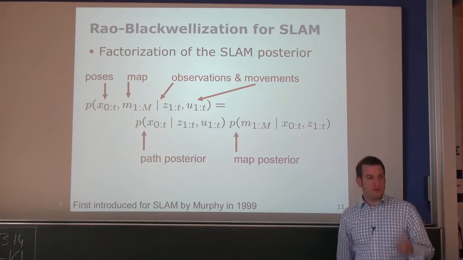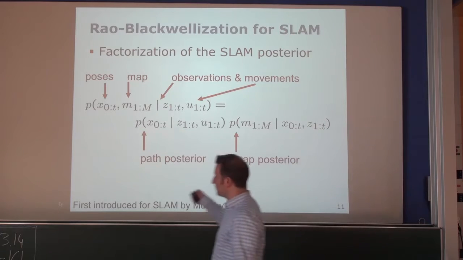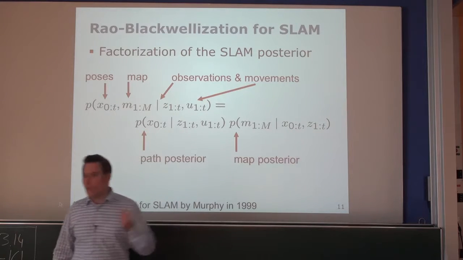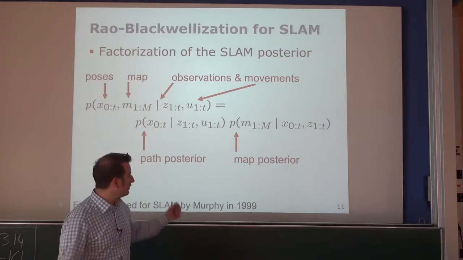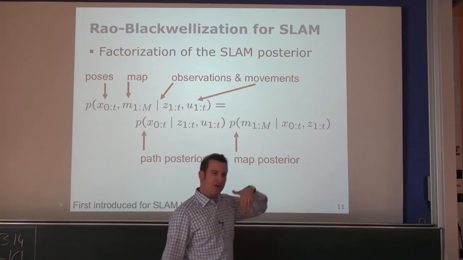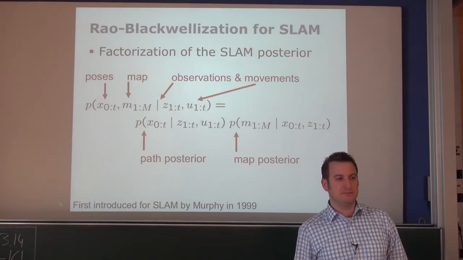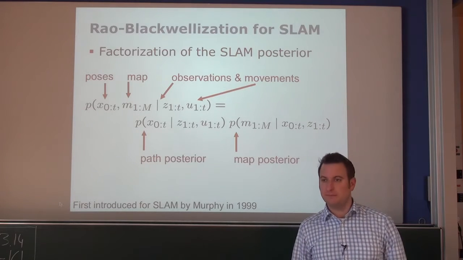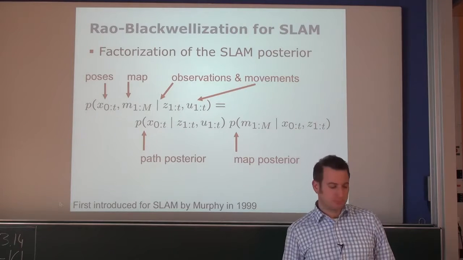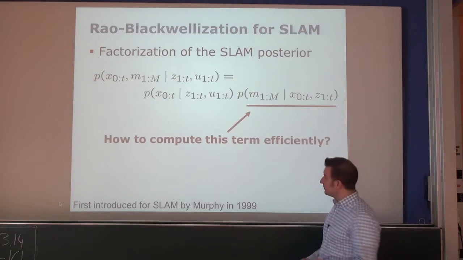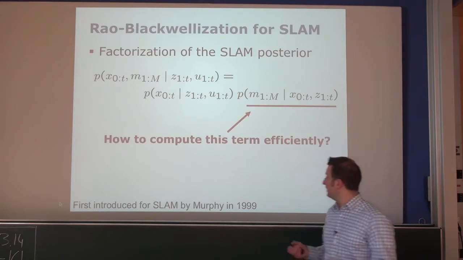So we have now two posteriors. The first one is the path posterior, which estimates what trajectory the robot took. And the second is a map posterior that depends on the possible paths that the robot has taken. Okay? Okay, good. So the question is, how can we compute this term efficiently?